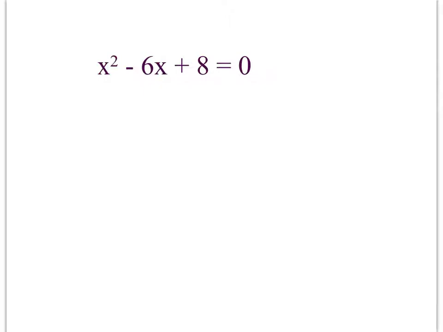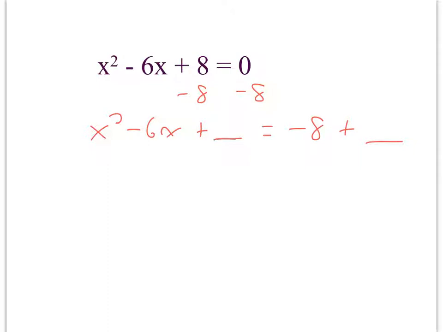Okay, to solve this guy by completing the square, first thing we're going to do is move our c term to the other side. That's plus 8, so I'm going to subtract 8 on both sides. So I'm left with x squared minus 6x. I'm going to add that blank, and that's equal to negative 8 plus my blank once again.